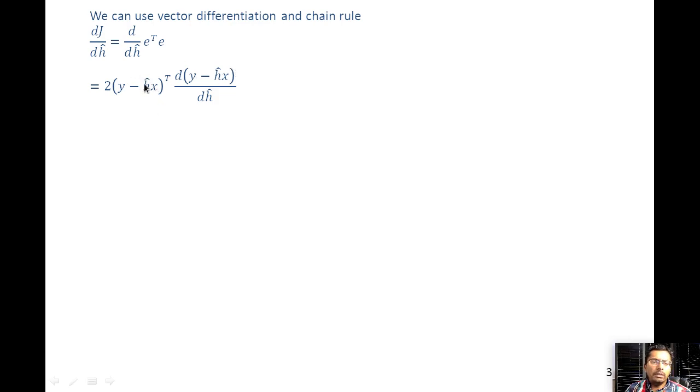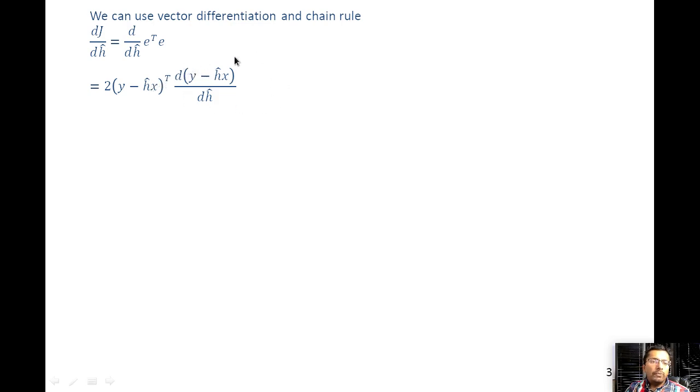And so once you take the derivative, this product is essentially going to be just a scalar, and then you're taking the derivative. So this actually becomes 2 times (y minus h hat x) transpose times d by dh hat of this term. This comes from calculus: we take the derivative with respect to each of these terms, and because of the symmetry, this becomes 2 times (y minus h hat x) transpose times this derivative.